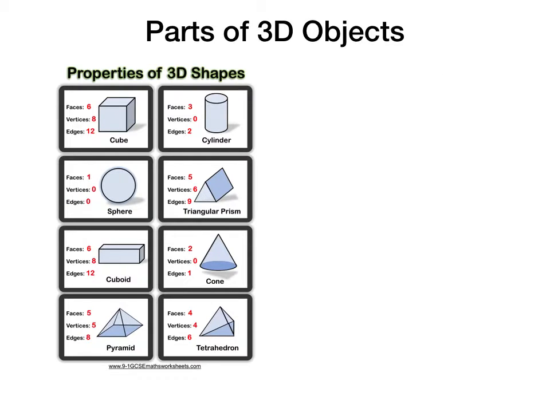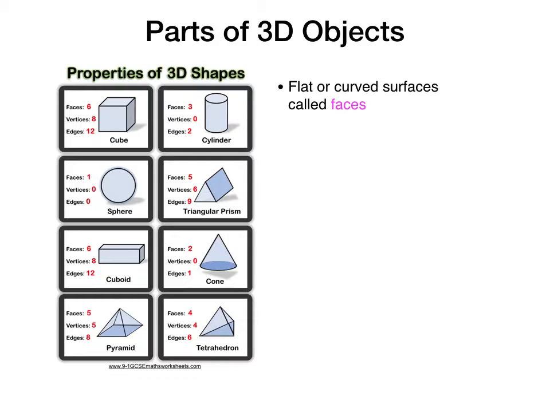In addition to the vocabulary associated with the top view, the front view, and the side view, there are other parts of 3D objects, the vocabulary of which you need to be comfortable with. So if you look at this diagram here that shows you various three-dimensional shapes, you can see some of them. The cube has got 6 faces, 8 vertices, 12 edges, whereas a cylinder only has 3 faces, no vertices, and 2 edges. So what does this mean? Faces, vertices, edges. What does that vocabulary mean?